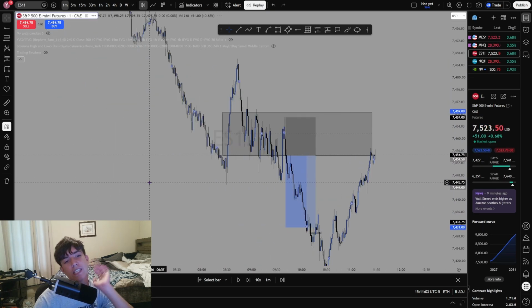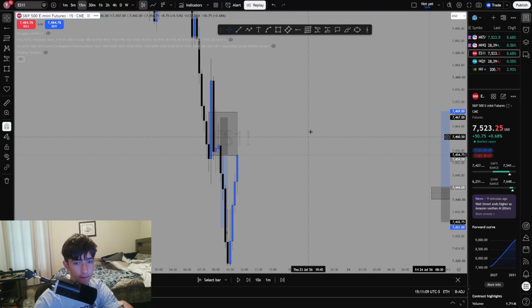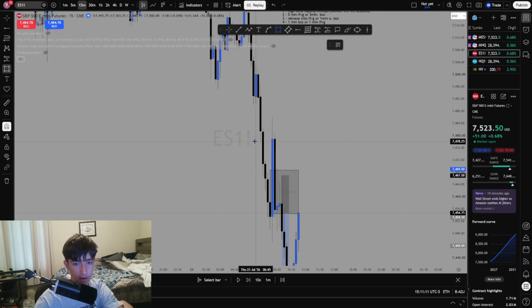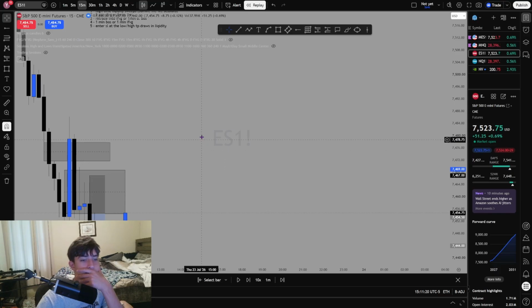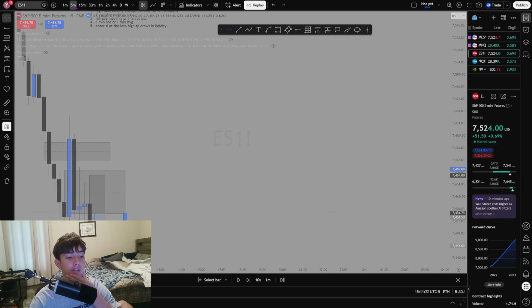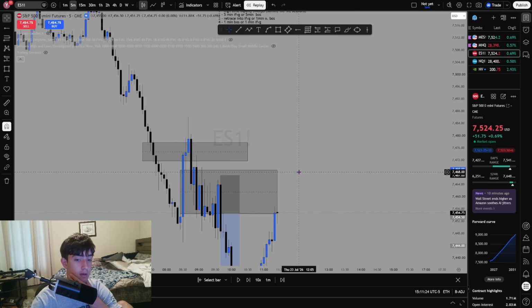Even though we don't really see a liquidity sweep or anything, we see the rejection off of the 15-minute fair value gap right here. Perfect. That's probably gonna be it for this video.